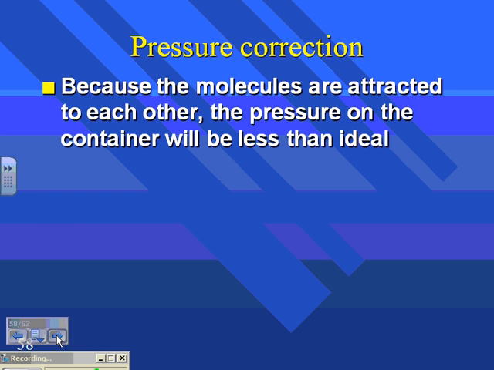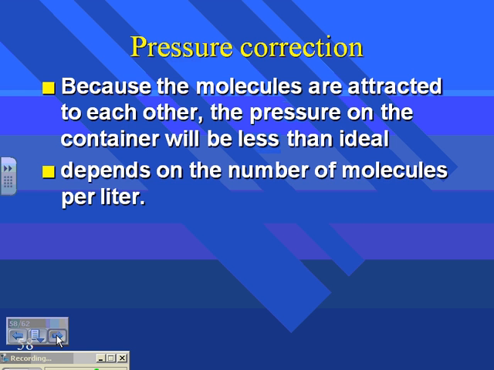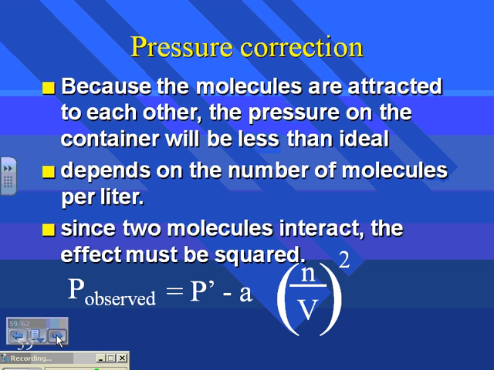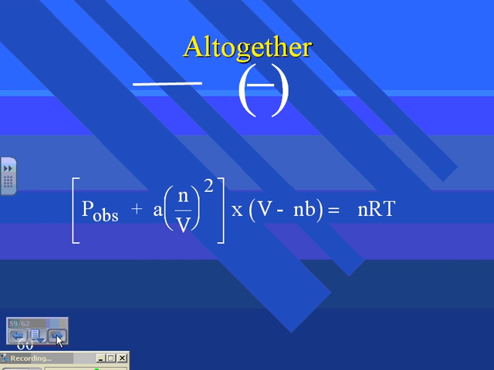Now, pressure also has to be corrected for. So we not only have a volume correction, but we have a pressure correction. Because molecules are actually attracted to each other, the pressure on the container is going to be less than what it would be under ideal conditions. And this depends on the number of molecules per liter. So since two molecules will interact, the effect must be squared. So that's how that affects this equation. So that is what A stands for.